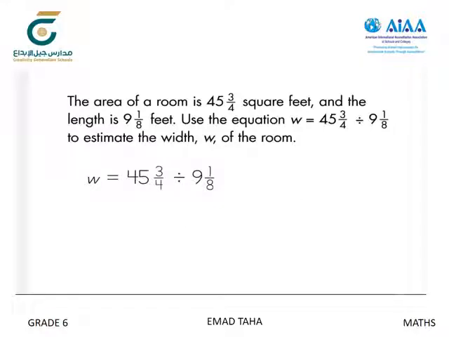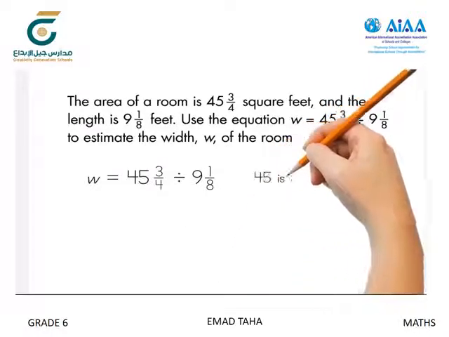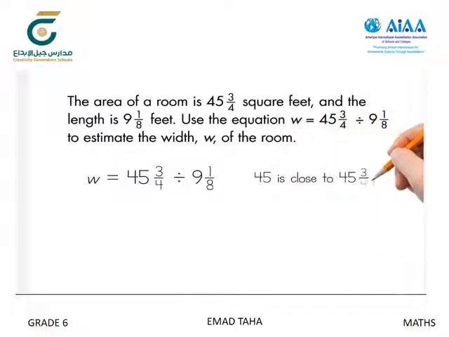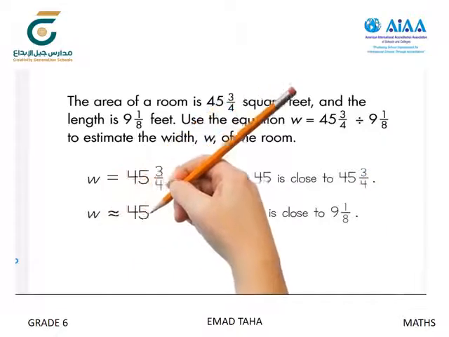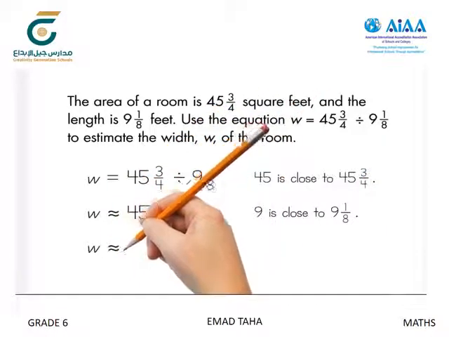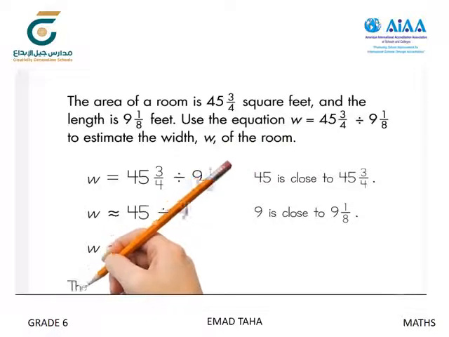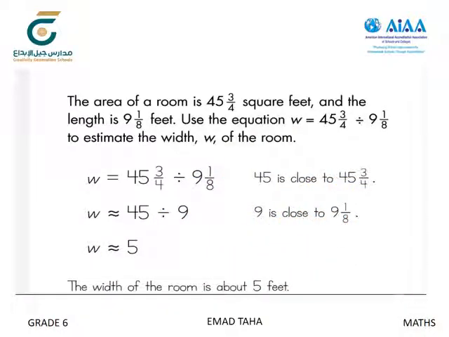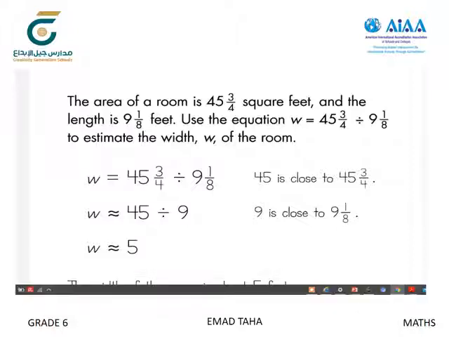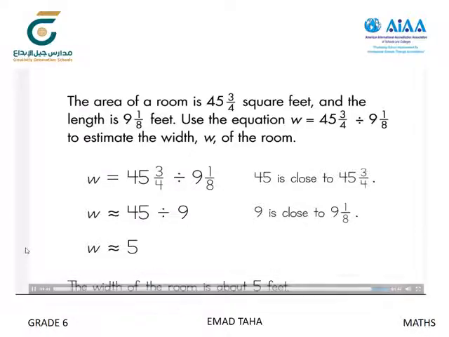Listen and look for other students who use compatible numbers to estimate the quotient. 45 is close to 45 3/4. 9 is close to 9 1/8. And 45 divided by 9 is easy to divide, 5. So these students find that the width of the room is about 5 feet. These students demonstrate an understanding of how to estimate the quotient of mixed numbers. This will help students to check exact answers for reasonableness and to solve problems when an exact answer is not needed.